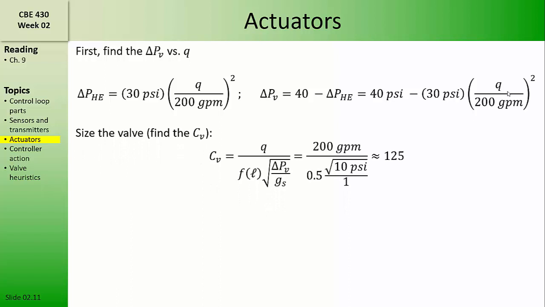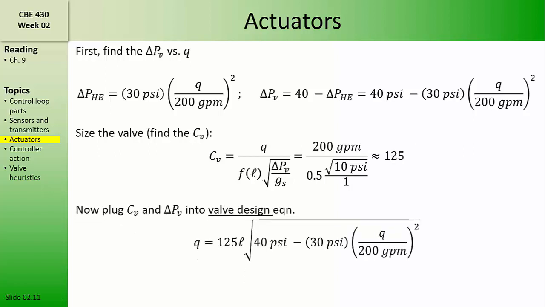Next, we'll size the control valve. That is, we'll find the valve coefficient CV. We want the lift to be approximately 0.5 at the design flow rate of 200 gallons per minute. So we can use the valve equation at the design conditions of 200 gallons per minute with a 10 psi pressure drop across the valve to find out that we want a valve with a size of 125.